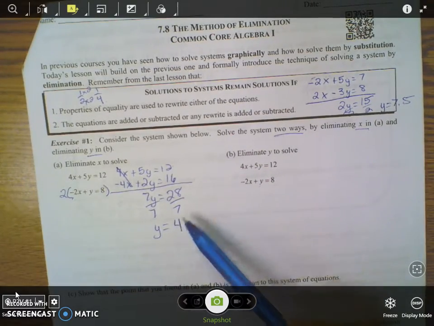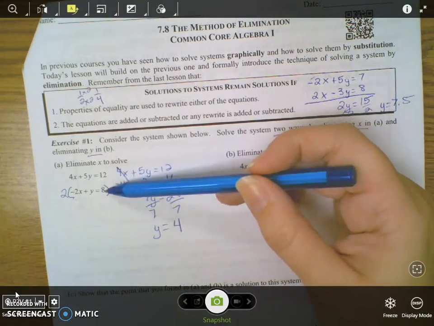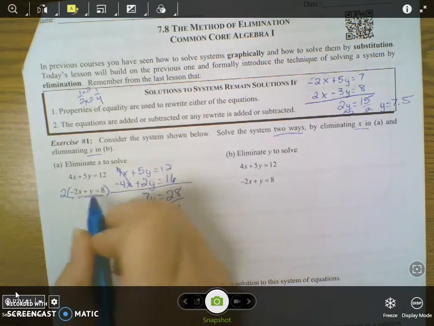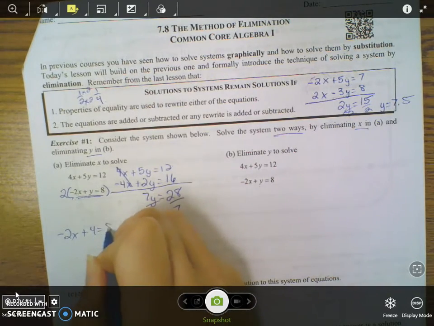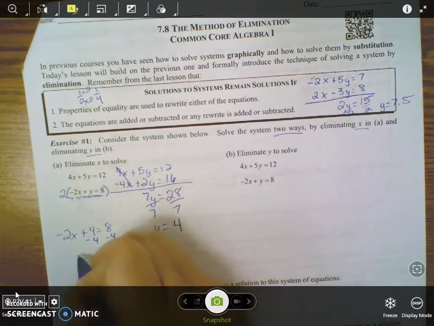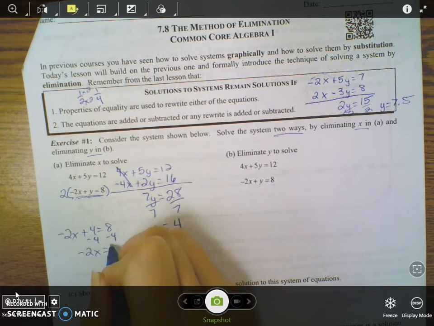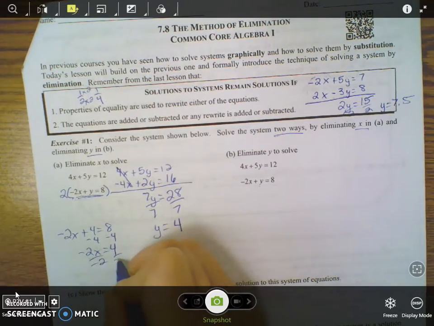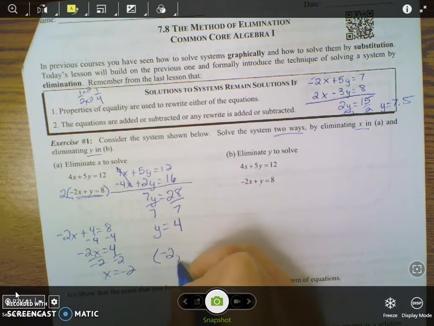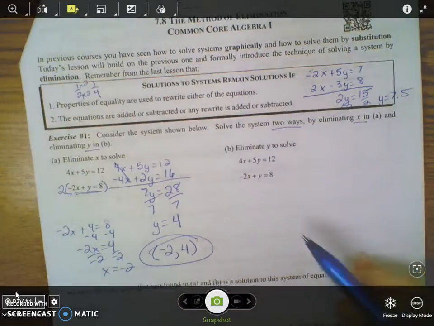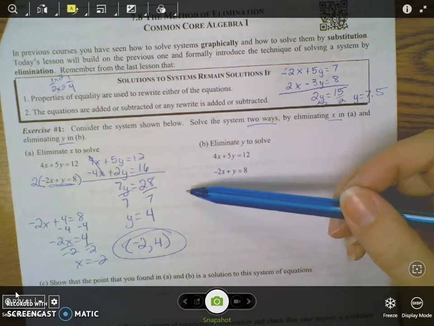Then we're going to substitute our y back into one of our original equations, and we can do whichever one we want, whichever one looks easier. I'm going to choose this one. So 2x plus 4 equals 8, minus 4 on both sides, and we end up with x equals negative 2. So our coordinate pair is negative 2, 4. So that's one way to solve the system.